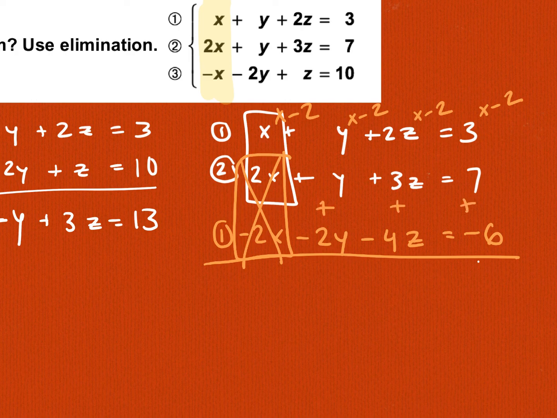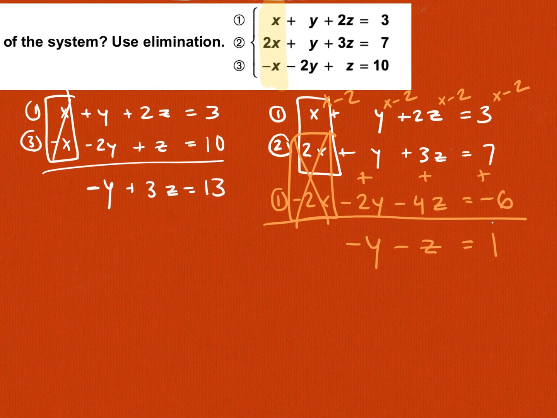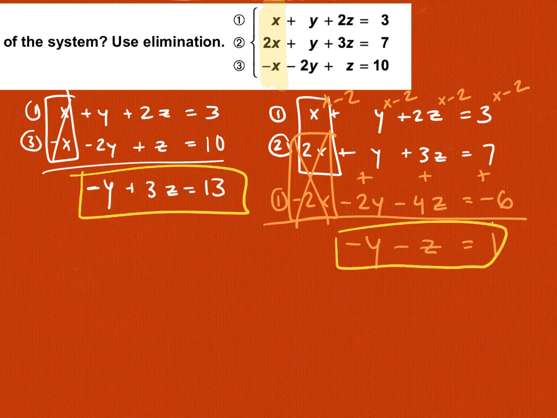So what's y minus 2y? Negative y. What's 3z minus 4z? Negative z. And what's 7 minus 6? 1. So now I have 2 equations with 2 variables here. So I'm going to take those 2 and combine them. I'm going to write them on top of each other. Negative y plus 3z is equal to 13, and negative y minus z is equal to 1.